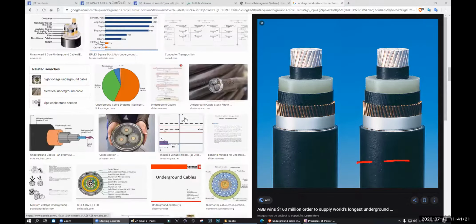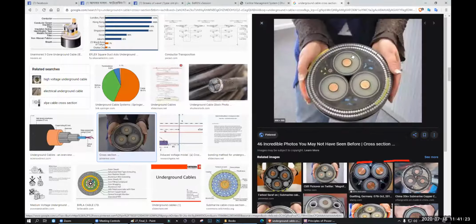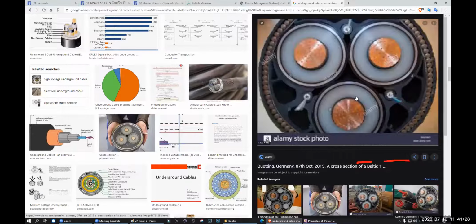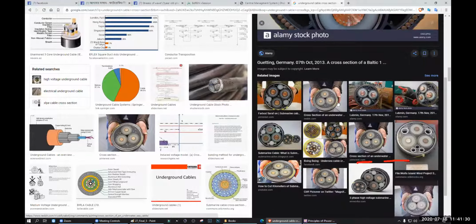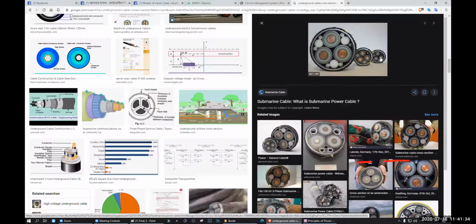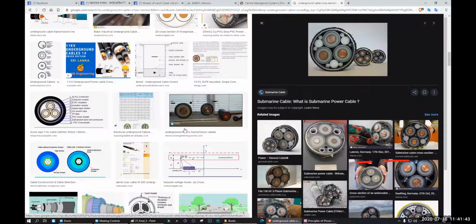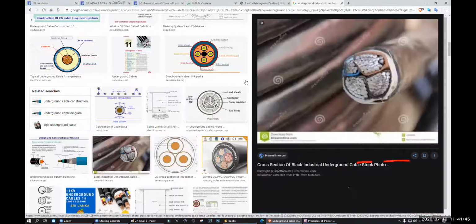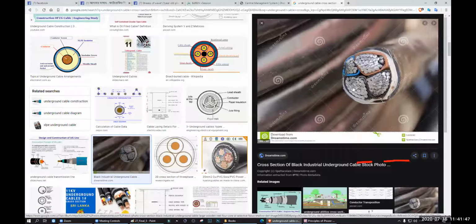You can have a 3-phase cable as well, like this. You can have a 3-phase cable like this as well. This one is a 3-phase cable. That means in one conductor you have 3 phases. Got my point? Like this: 3-phase, 3-phase, 3-phase. This one is much higher voltage. This one is less voltage. This one is normal use, and this can be like this as well.